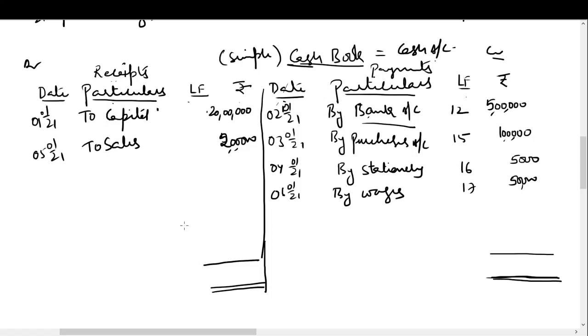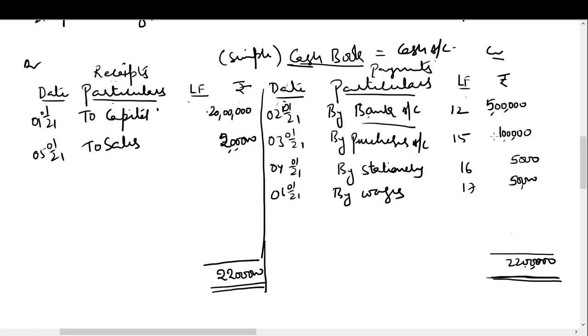So I have to total both the sides. The total of the receipt side is 22 lakhs, whereas the total of the payment side is 5 lakh plus 1, 6 lakh 50,000, 6 lakh 55,000. So the receipt side is higher. So the total of the higher side has to be written in both the columns, 22 lakhs here and here as well. Now we have to find out how much we have to write in this column so that the total of both the sides become equal, so that both the sides will balance. That means they will become equal.